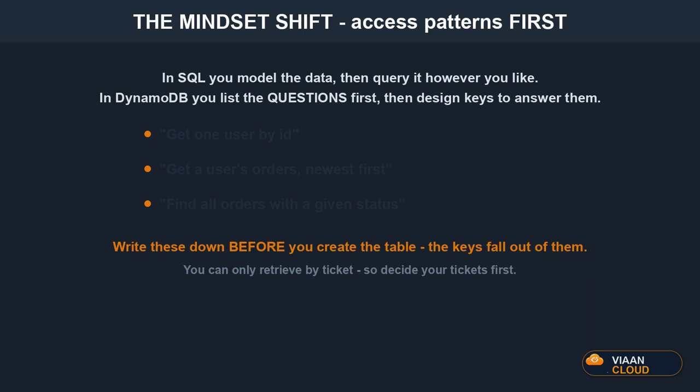So, the mindset shift. In a relational database, you model your data into neat tables, then query it however you like later. In DynamoDB, you flip that: you write down the questions first, then design your keys to answer them. For an orders app, the questions might be: get one user by ID, get a user's orders, newest first, and find all orders with a given status. You list those access patterns before you ever create the table, because in DynamoDB, the keys fall directly out of the questions. You can only retrieve by ticket, so you decide your tickets first.